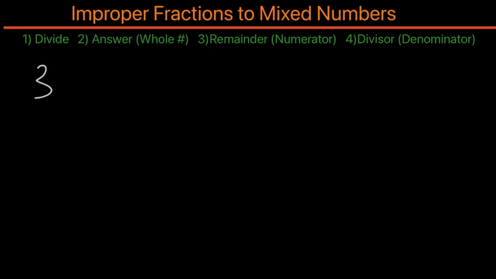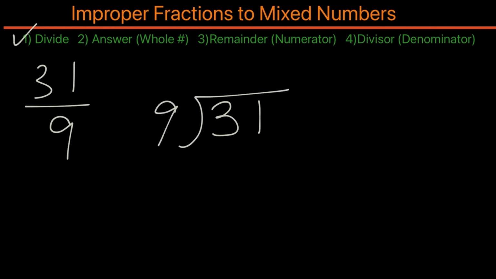Now what about this one? To go through the same process, we want to first divide. And we would times 9 by 3 to get 27. Subtract. 31 minus 27 is 4.